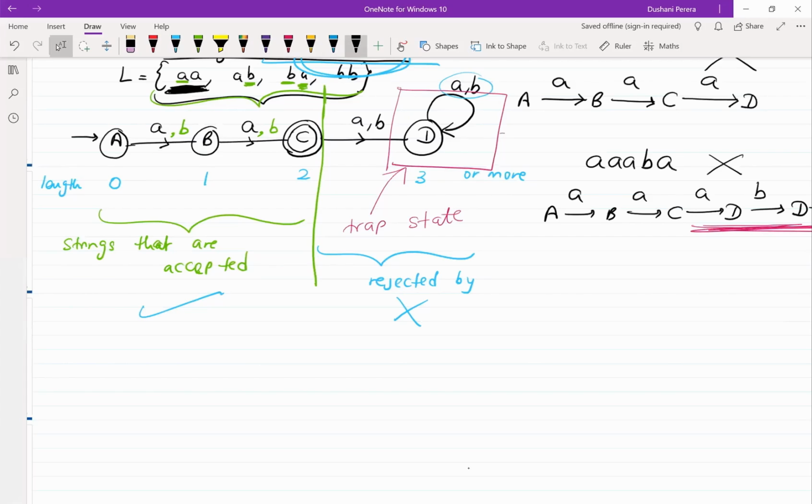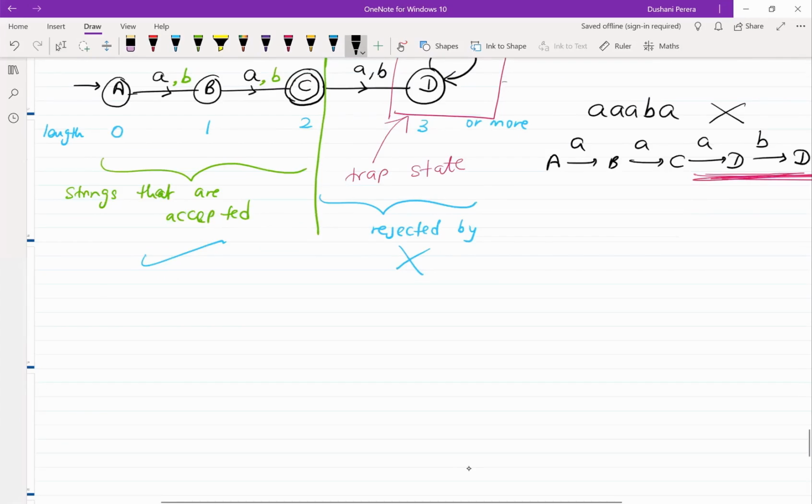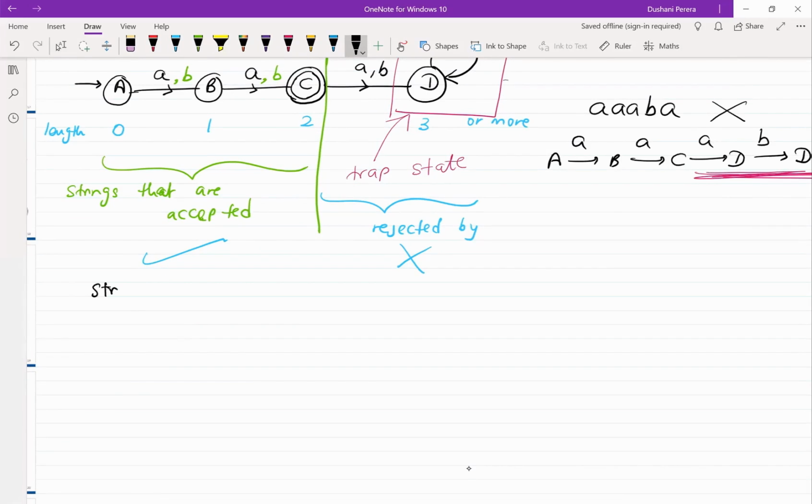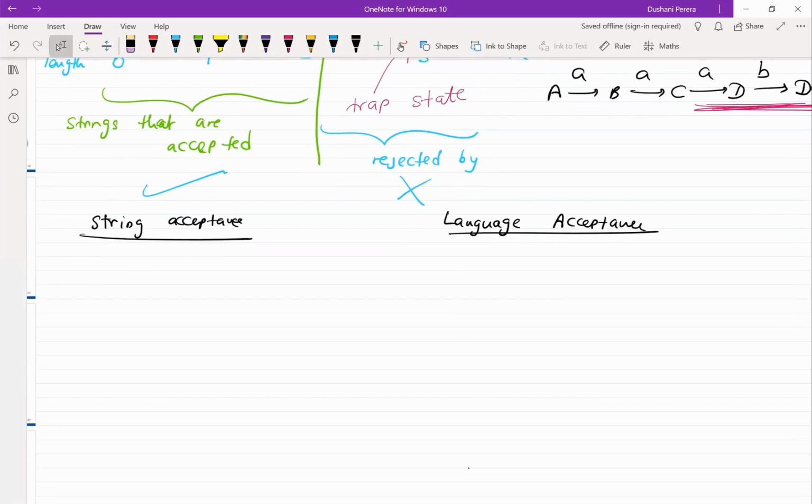Did you understand? So with that, we come into two things. One is called string acceptance. And the other one is called language acceptance. Right? We know string acceptance. What is string acceptance? A string is accepted by a finite automata if upon scanning the entire string you can go from your initial state to the final state. If that is so, we say the string is accepted. If that is not so, we say the string is rejected.